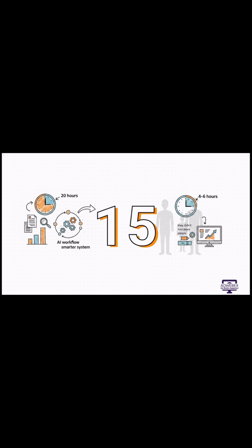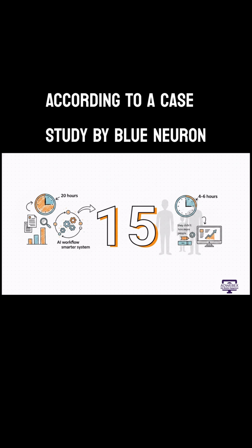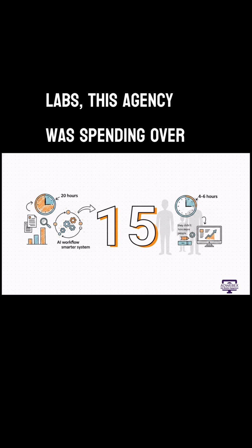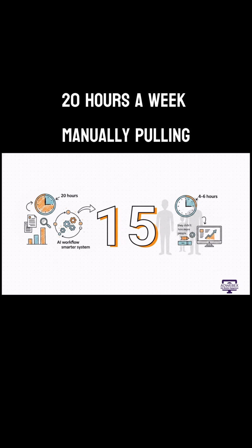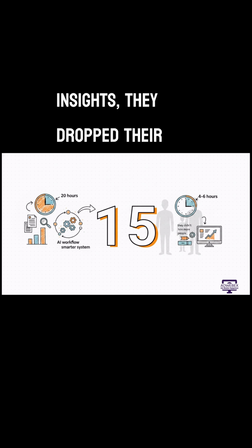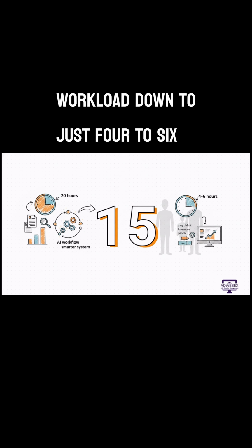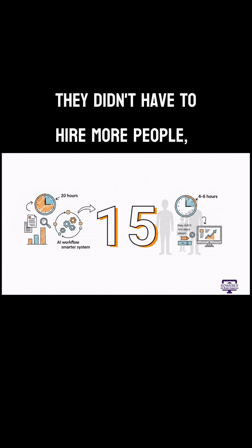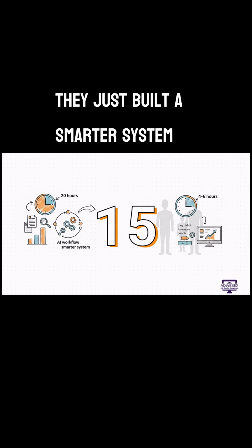15. That is the number of hours one specific agency saved every single week just by converting manual reporting into an AI system. According to a case study by Blue Neuron Labs, this agency was spending over 20 hours a week manually pulling data, analyzing campaigns, and writing up reports. Just brutal. But by implementing an AI workflow to aggregate that data and generate insights, they dropped their workload down to just 4 to 6 hours a week. They didn't have to hire more people, they just built a smarter system.